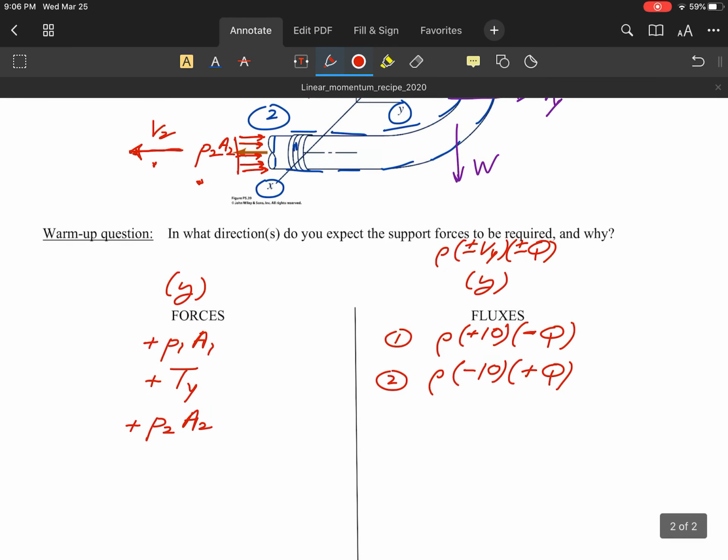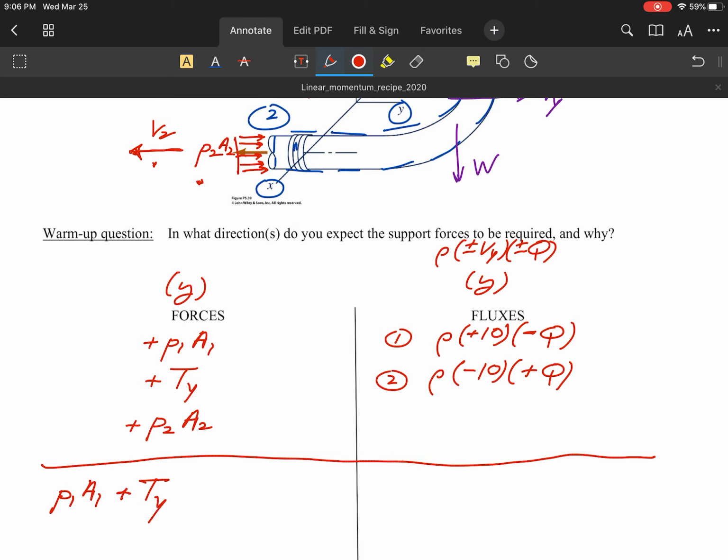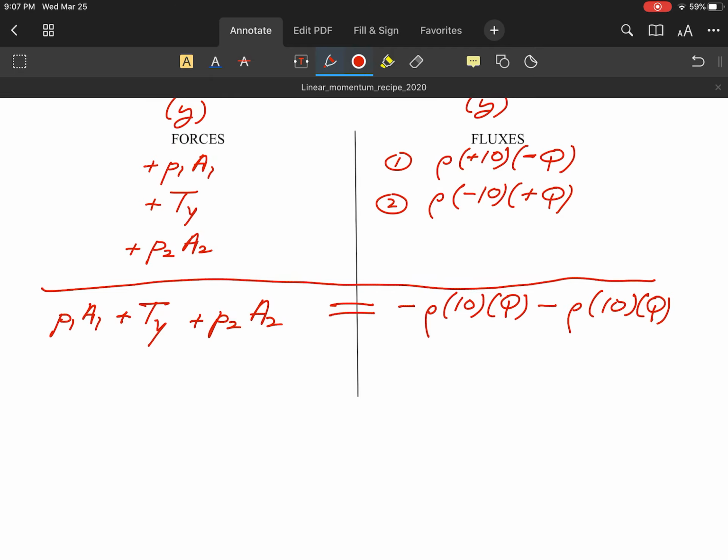So what do I mean by that? The reason that I wrote it like this is that I'm going to now do a summation adding downward, so that the sum of the forces is equal to P1A1 plus that support force T sub y plus P2A2, and that is going to be equal to the sum of the fluxes, which is minus rho times 10 times Q. That's the first one. And actually the second one also has a negative sign, minus rho 10 Q. I just farmed out that negative sign, okay?